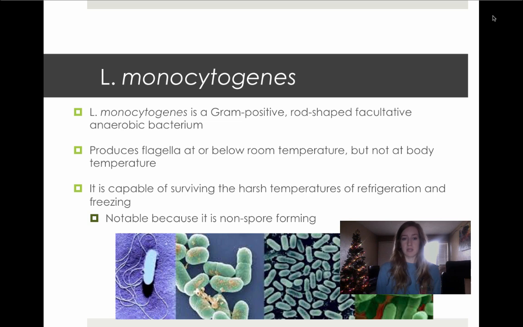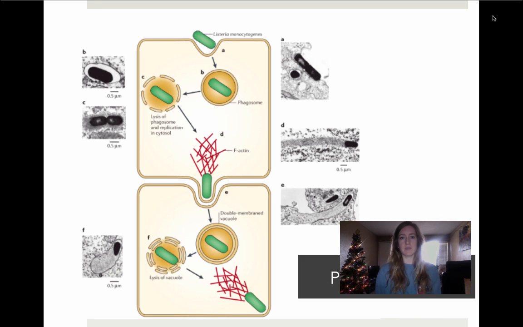Also, this ability to survive harsh temperatures of refrigeration and freezing is notable because it's non-spore forming, and a lot of times a bacteria that is able to survive those low temperatures produces endospores, but since this bacterium doesn't, it's a pretty notable thing. So the specific pathogenesis of this bacteria, again, is very interesting. It's not something that I've seen before in class or in lab or during research.